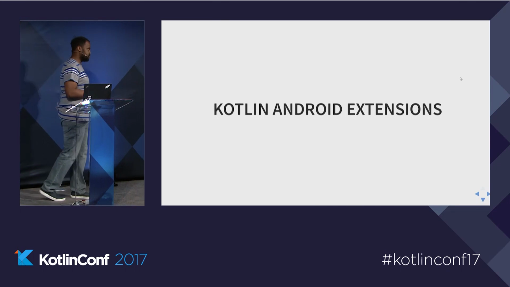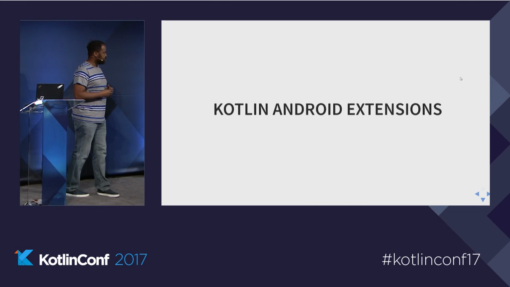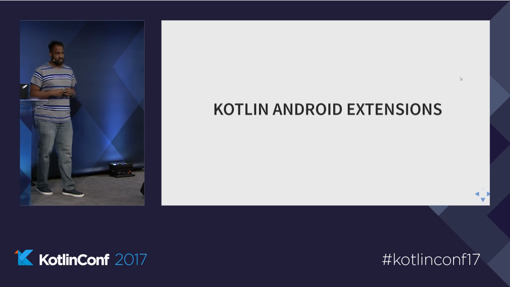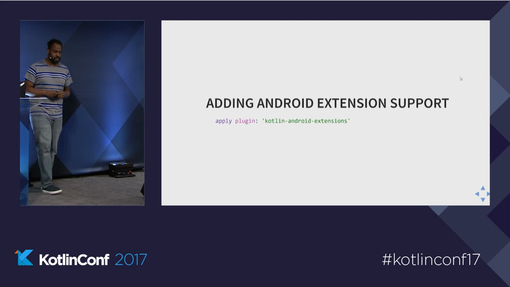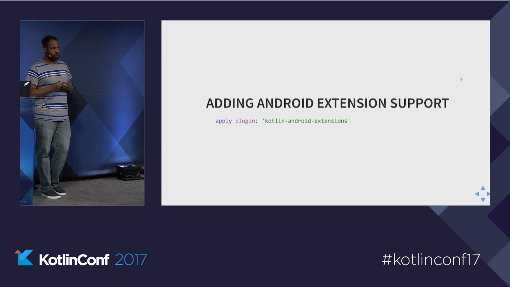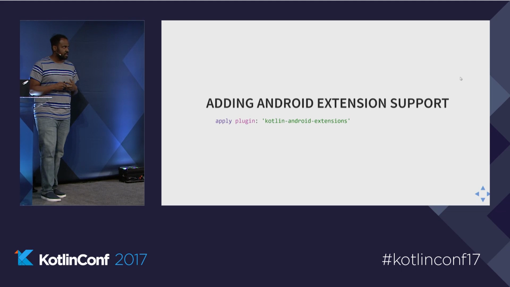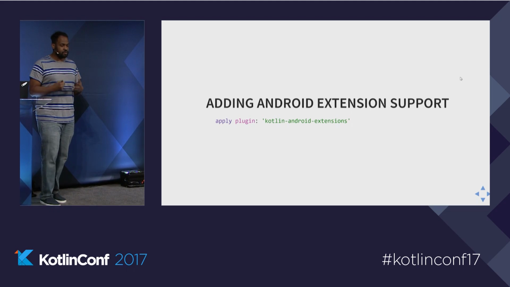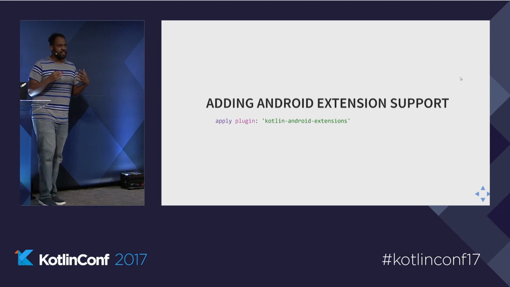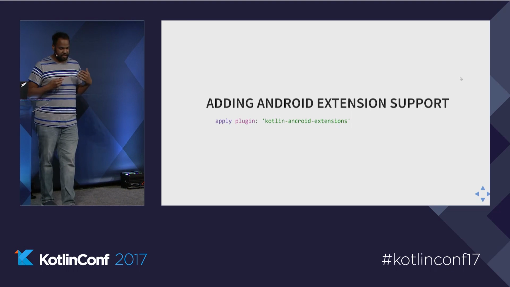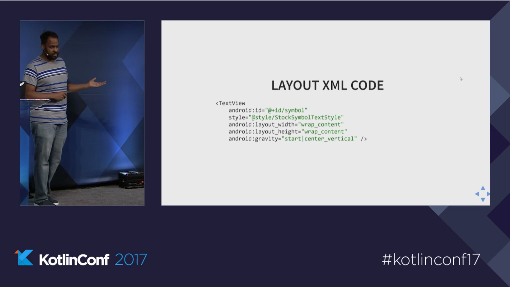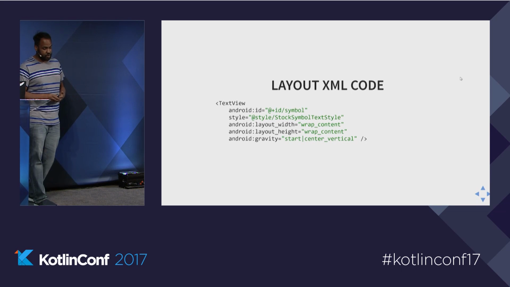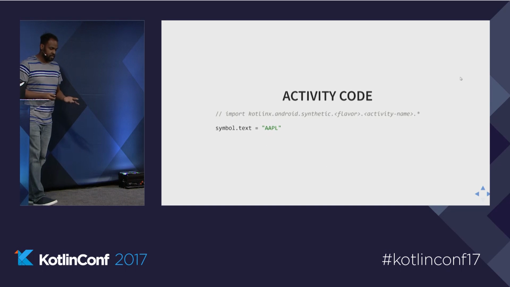So the other thing that you can do is the Kotlin Android Extensions. And you can add it with that code. This is a bit more magical, and I kind of resisted adding this at first just because it seemed very weird, and I didn't know what was going on, because to have this layout code where the ID is symbol, and then I can reference it in my activity code with this.